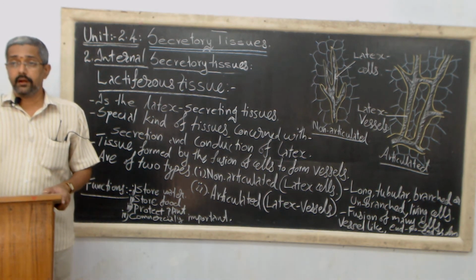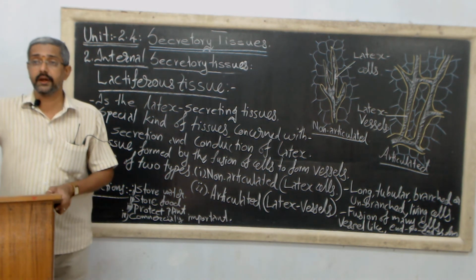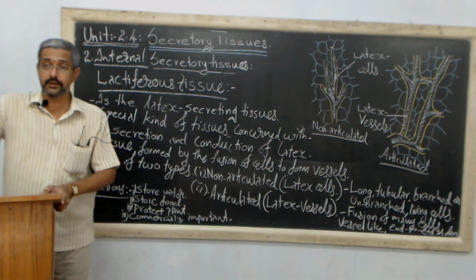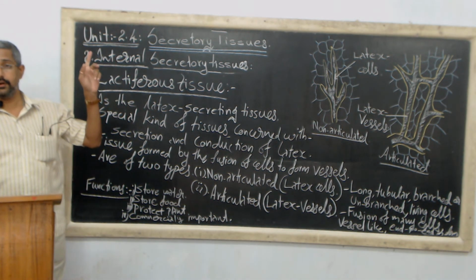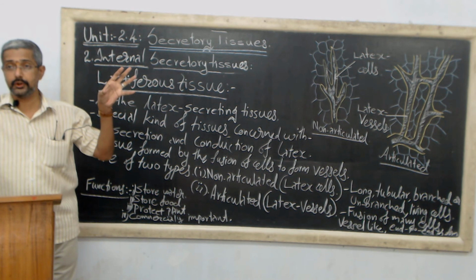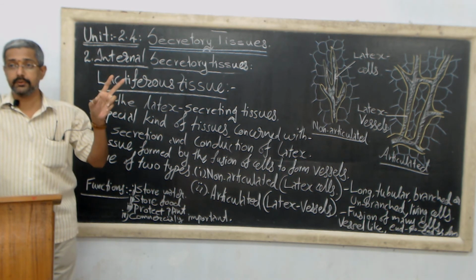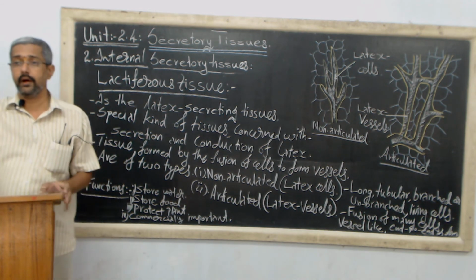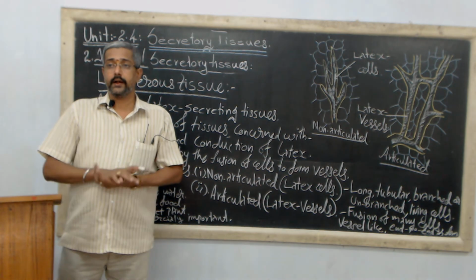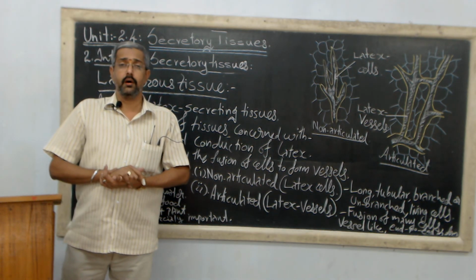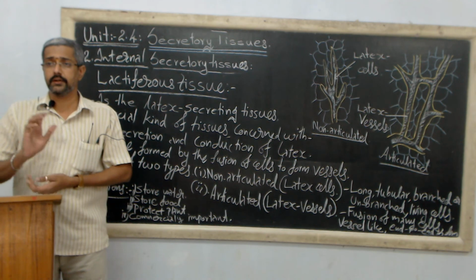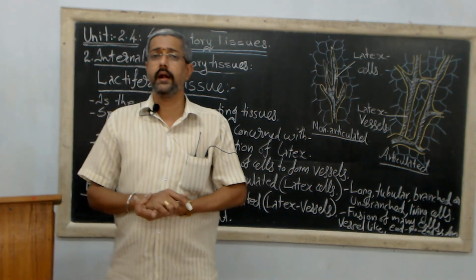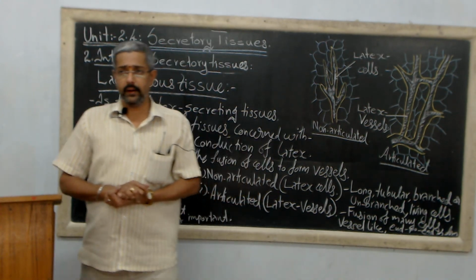So you can understand the two different types of secretory tissues. Just recollect it and see the summary of secretory tissue. There are two types of secretory tissue: one is external, the second is internal secretory tissue. The first one, external secretory tissue, is of three types, and internal secretory tissue has a number of types, and one of the examples is laticiferous tissue, which is seen in the plant body.